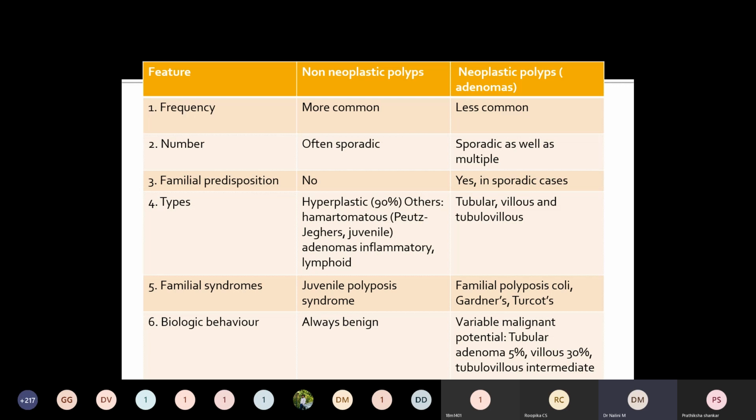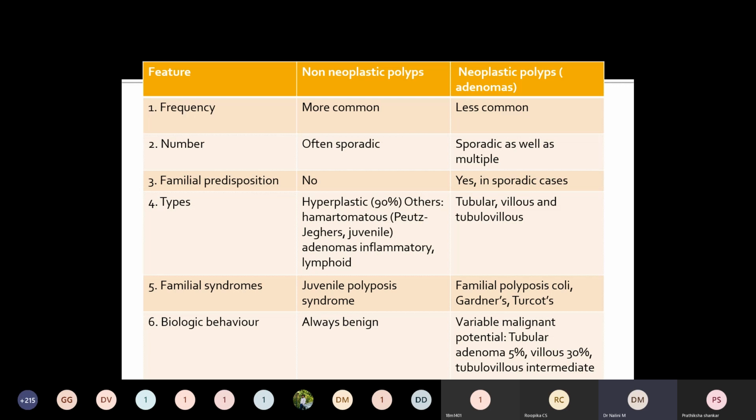Okay, so non-neoplastic is more common, and they have less malignant potential, but neoplastic, even though they're less common, have more malignant potential. Now when we come to number, non-neoplastic are mostly sporadic. Familial predisposition is more common in neoplastic polyps. And when we come to type, hyperplastic, we already discussed. This is the most common type. Other than that, we have hamartomatous and inflammatory and lymphoid polyps. In neoplastic, we have three patterns: tubular, tubulovillous, and villous.